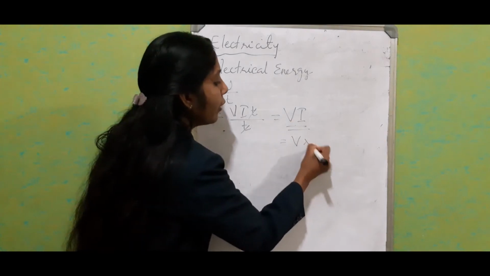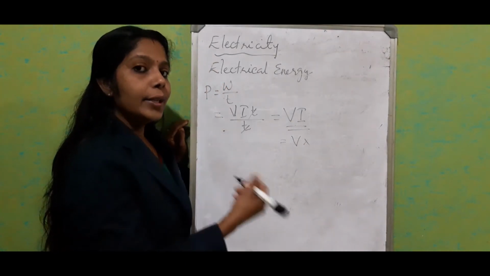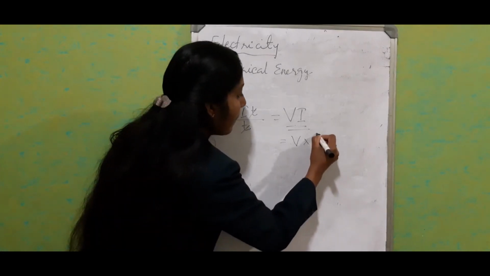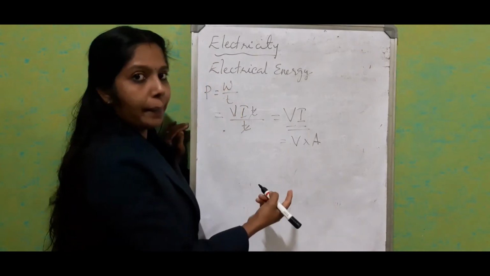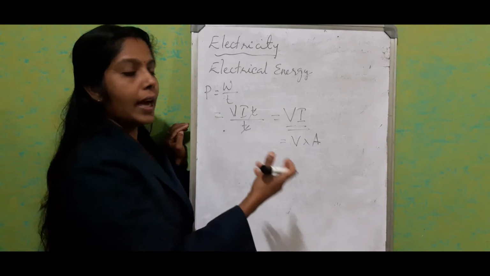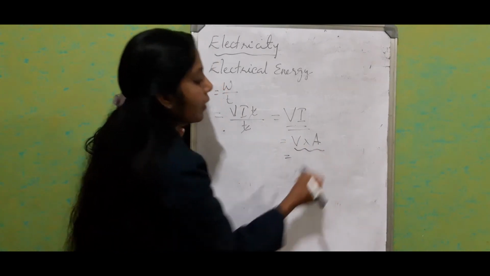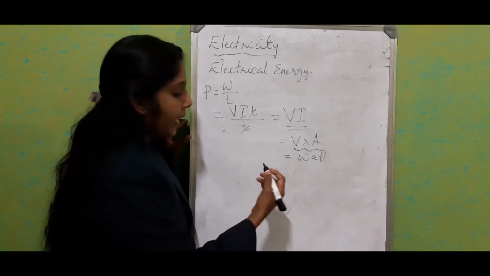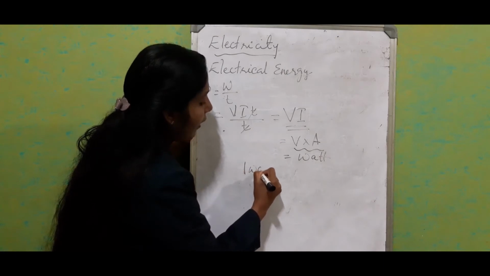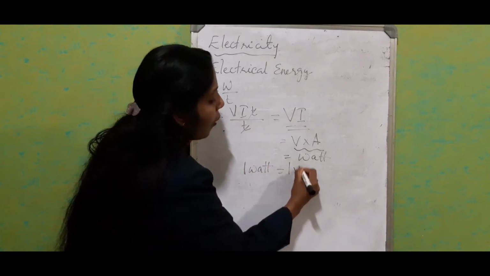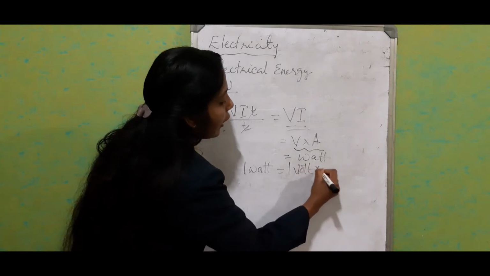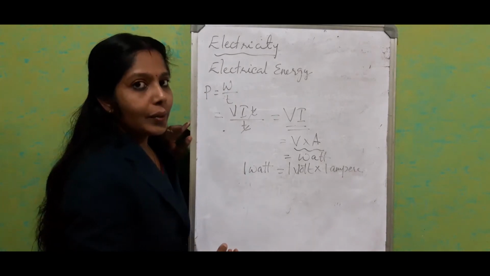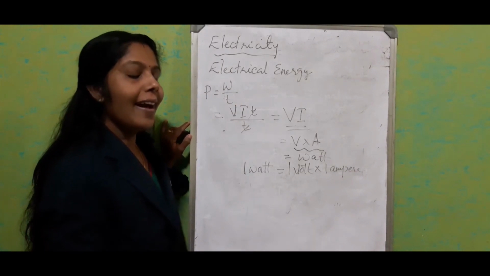Then what is the unit of current? That is ampere, also given in honor of André-Marie Ampère. So volt into ampere is the unit of power, which we write as watt. Volt ampere is known as watt. So 1 watt is equal to 1 volt into 1 ampere.